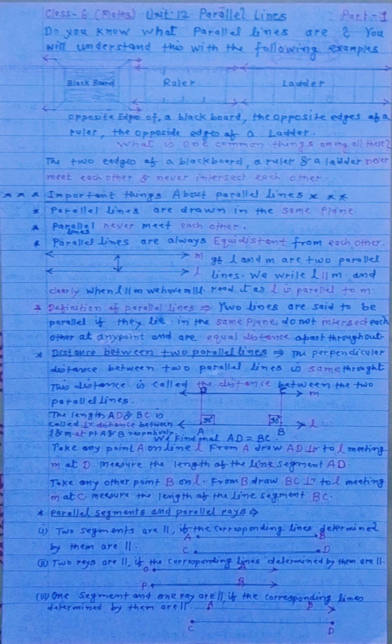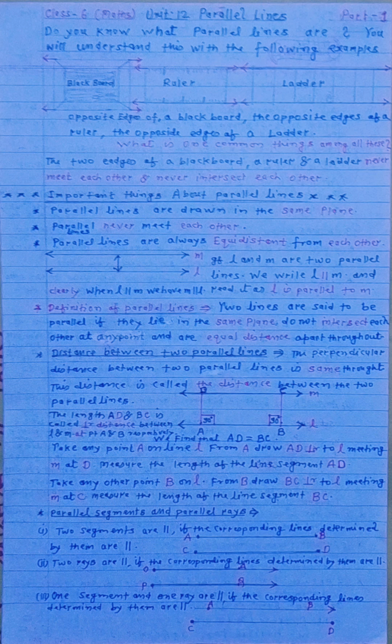On the basis of the above figures and the common thing among all of them, some important things come out from this. Important things about parallel lines. First, parallel lines are drawn in the same plane. Second, parallel lines never meet each other. And third, parallel lines are always equidistant from each other. These three things come out from the above figures.